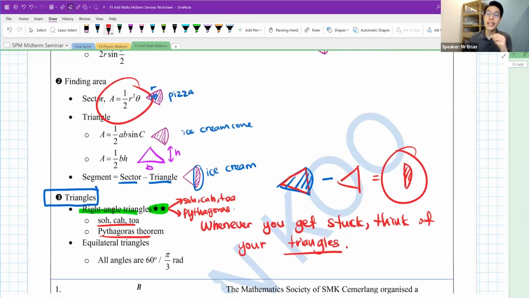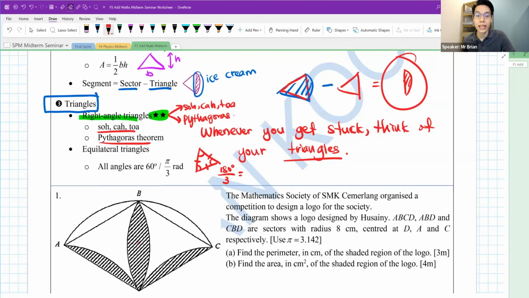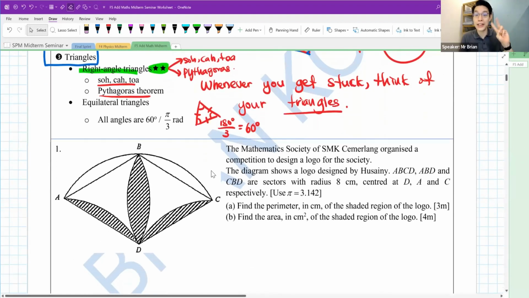Another important one is equilateral triangle. Later on, you're going to see this question. They never give any angle. They just give you some lengths like this. And they never tell you about length of arc or area. You need to figure out yourself what the angle is. Sometimes it could just be everybody having the same length, and therefore all their angles are the same. They are all 60 degrees. You just split your 180 by 3. So think about your triangles if you get stuck.